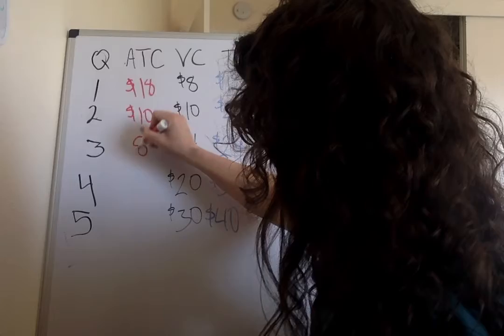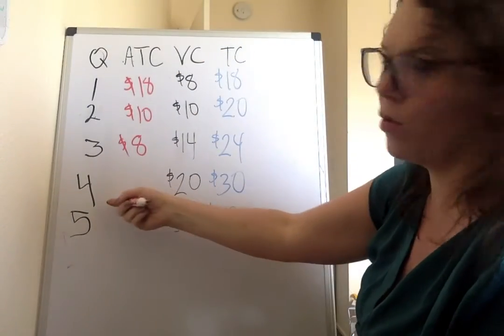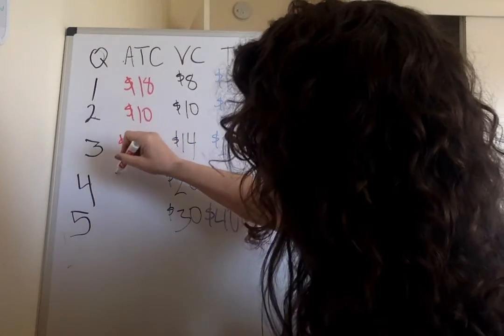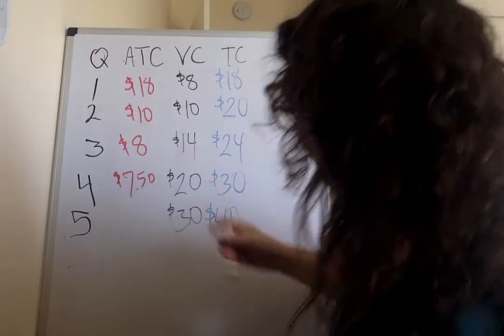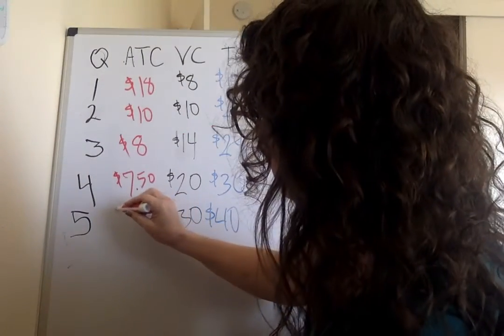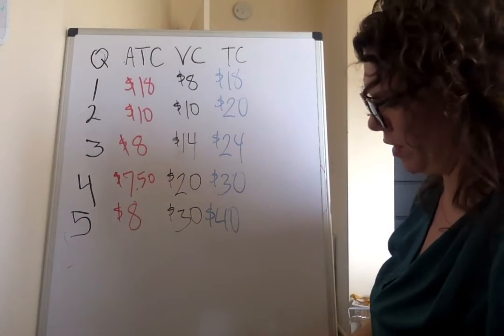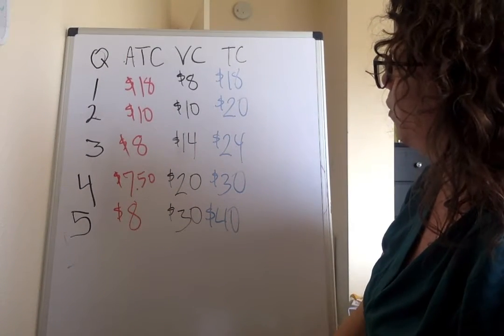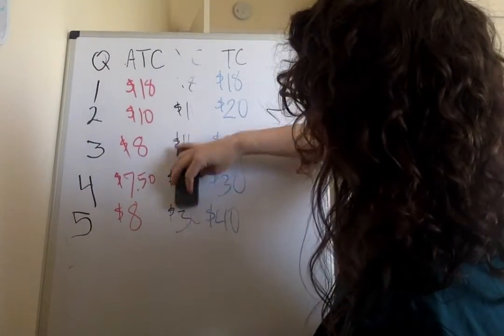It's $8. And then $30 divided by 4 is going to give us an average total cost of $7.50. And then $40 divided by 5 is going to be $8. Cool. Now we want to calculate average variable cost and marginal cost.